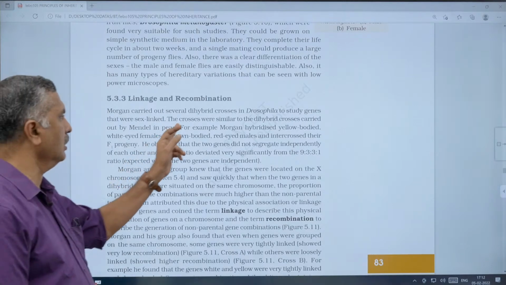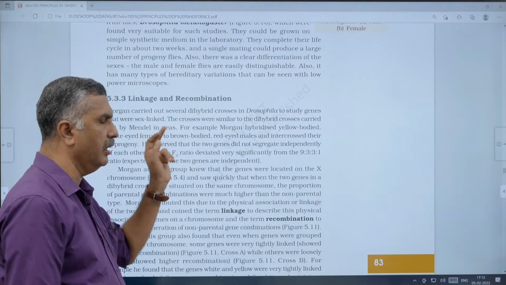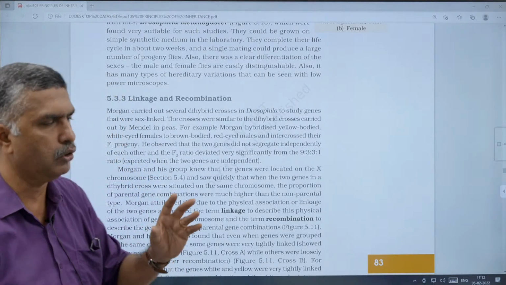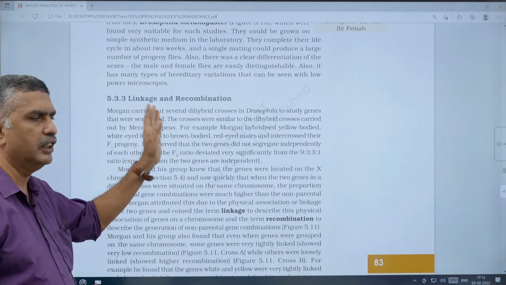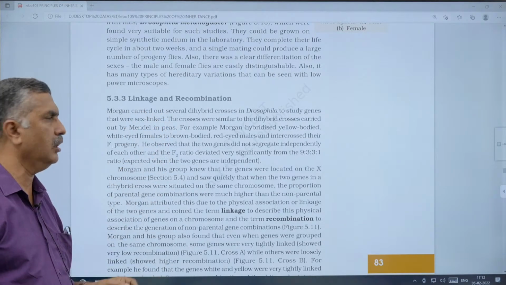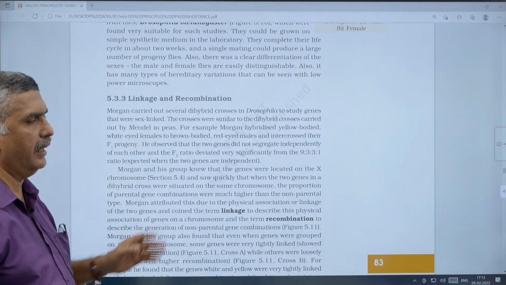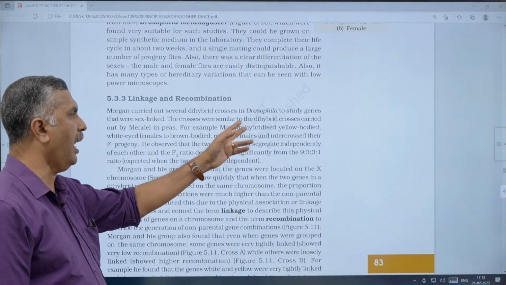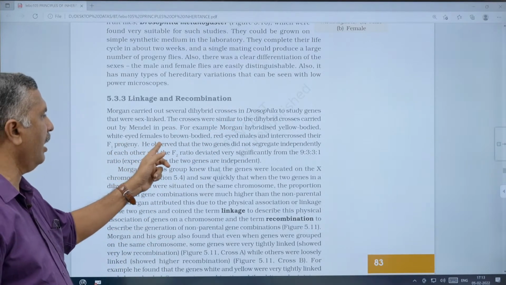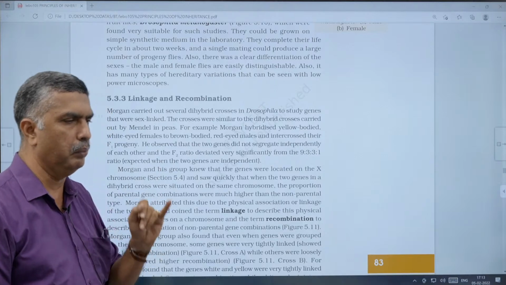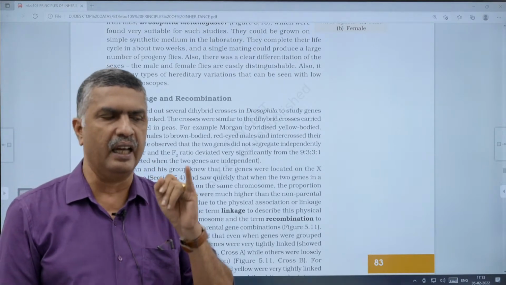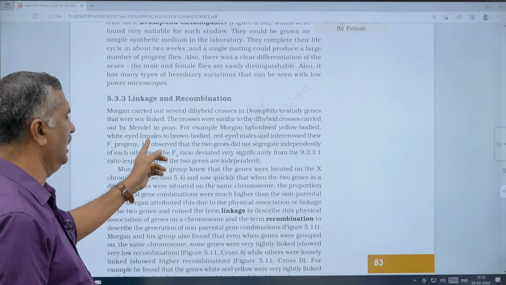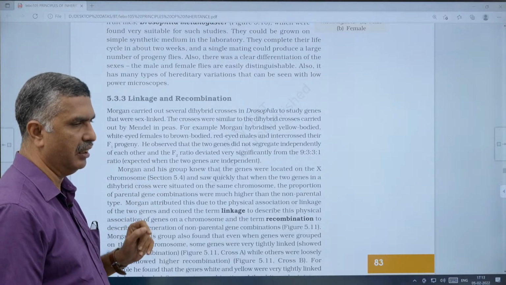The crosses were similar to the dihybrid crosses carried out by Mendel in garden peas. Similar to that, in Drosophila, T.H. Morgan did dihybrid crosses. For example, in this study of dihybrid cross in Drosophila melanogaster, Morgan hybridized yellow-bodied, white-eyed females. The 2 characters he took were body color and eye color. Here, clear sex demarcation is present.